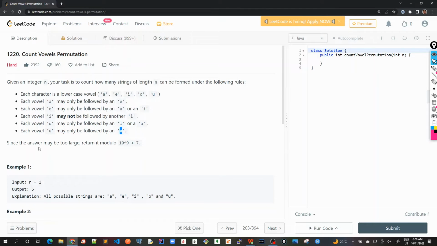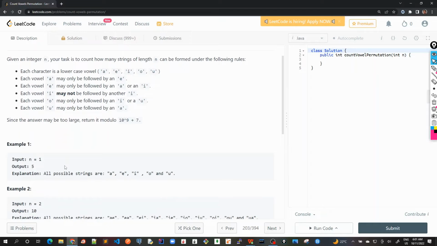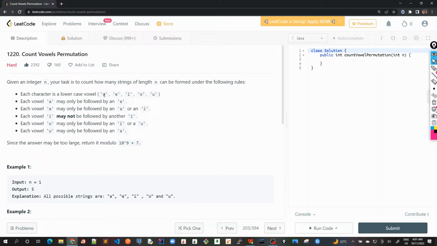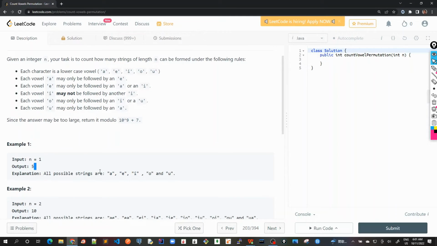Since the answer may be too large, it is given that we return it modulo 10 to the power 9 plus 7. So we have to take care of this when we solve the problem finally. Let's go with the example again. If n is given as 1, only one length of string is possible to make, so the number of strings of vowels we can form with n equal to 1 is only 5, because we can only choose these characters once: A, E, I, O, and U. These are the 5 unique strings which are possible, so that's why the output is given as 5.